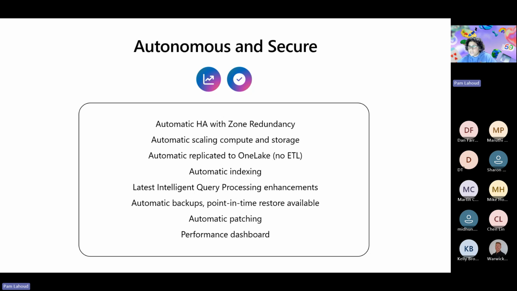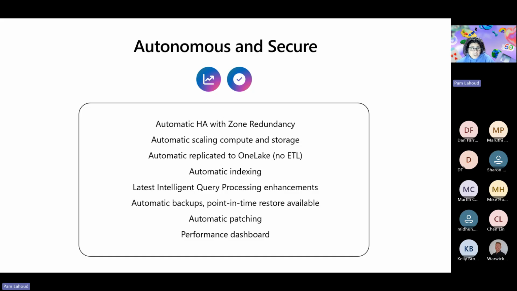Automatic HA with zone redundancy. You don't have to choose any options, turn any knobs, make any choices. It's all there automatically. Automatic scaling of compute and storage. So we will auto scale cores up and down as needed. We're automatically replicating to OneLake, so you don't have to do any ETL. You don't have to set up any availability groups to get a read-only copy of your database. We do all of that for you.